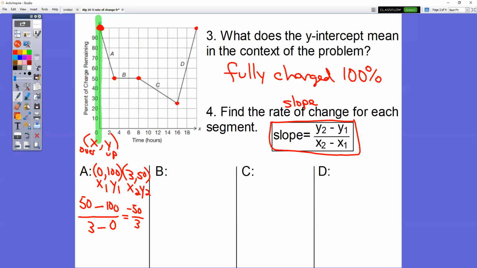I'm actually not going to leave that as a fraction. I'm going to make it into a decimal. Negative 50 divided by 3, top divided by bottom. You get negative 16.6 repeating.